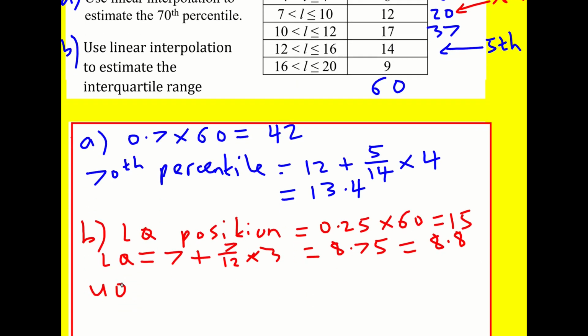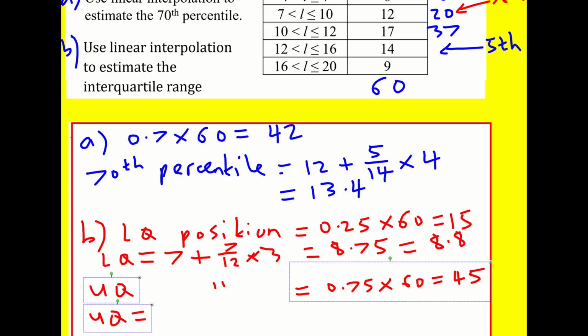Upper quartile, very similar. The position is going to be 0.75. Look, we can already see what it's going to be. It's going to be 45. So the upper quartile, okay, again, sorry, let me do this in a different color.